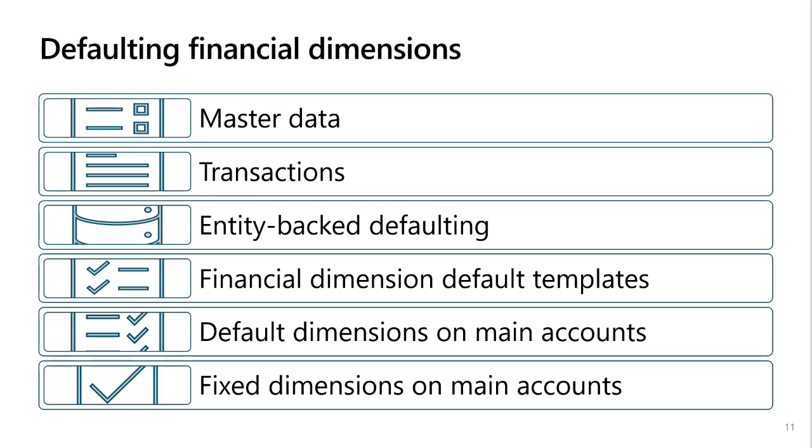Finally, is the ability to actually fix a dimension on a main account. This is done in the same screen that you define defaults. When you fix a dimension, a user can actually select a different value on a transaction or in a journal, and when the transaction is posted, the system will automatically make an adjusting entry, if it's required, to reclass the value to the fixed value.